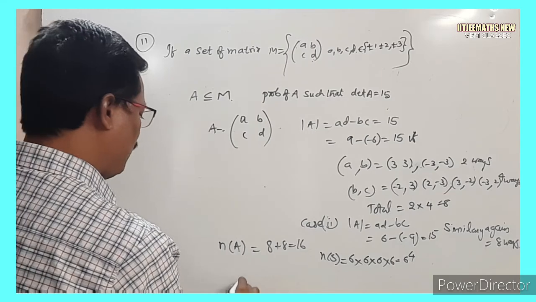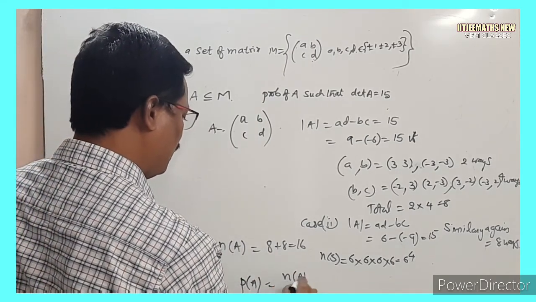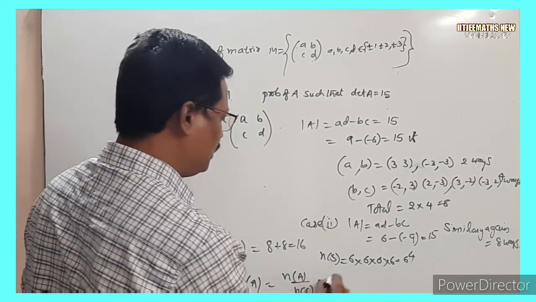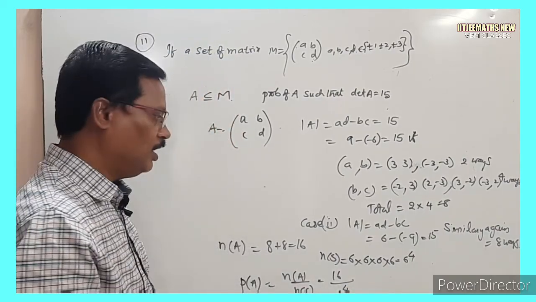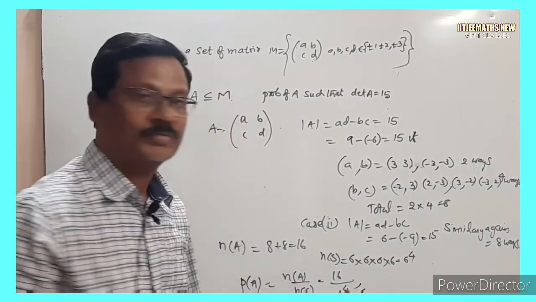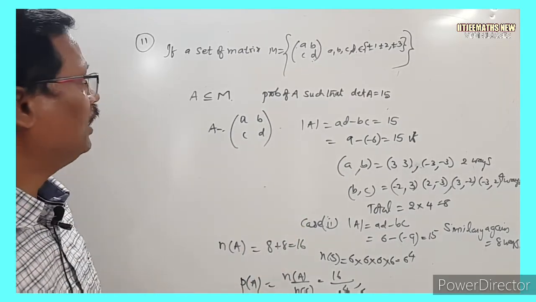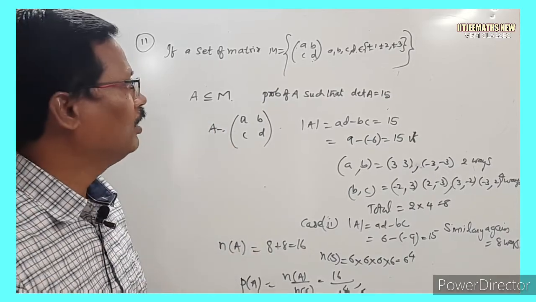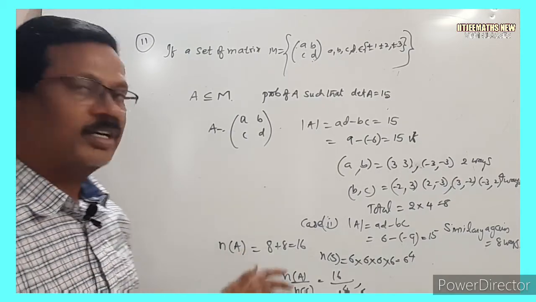Therefore, what is P of A? P of A is n of A by n of S. How much we got here? That is 16 by 6 power 4. Now, therefore, this is the answer. This is a very easy question they given, right? This is a 2 by 2. That's why very simple. 2 by 2 they given, and even this A, B, C, D are the only 6 elements. Simply we can write like this.